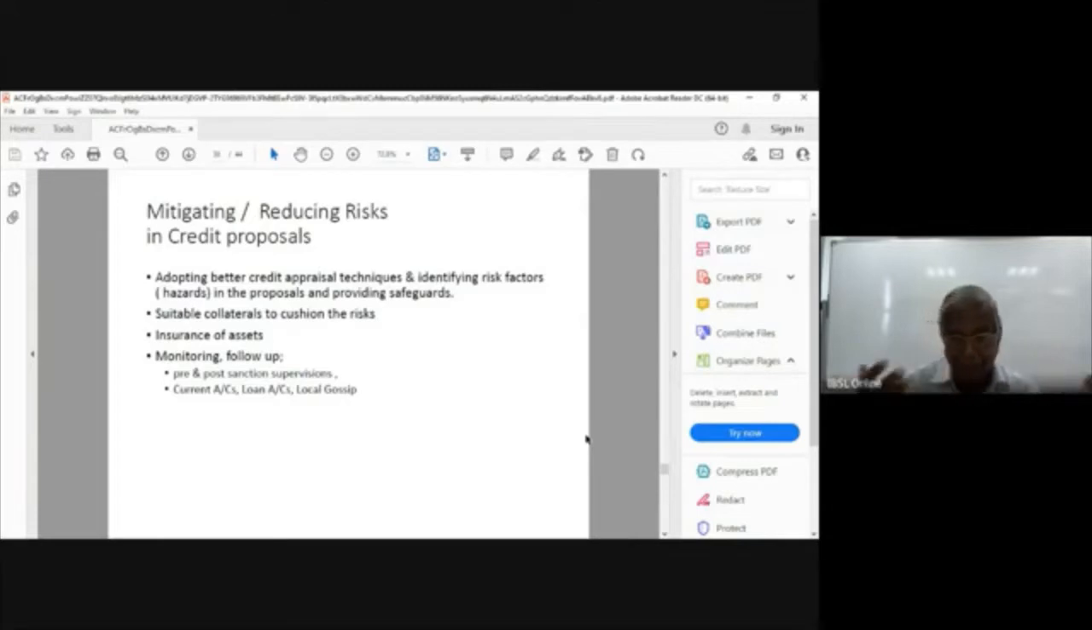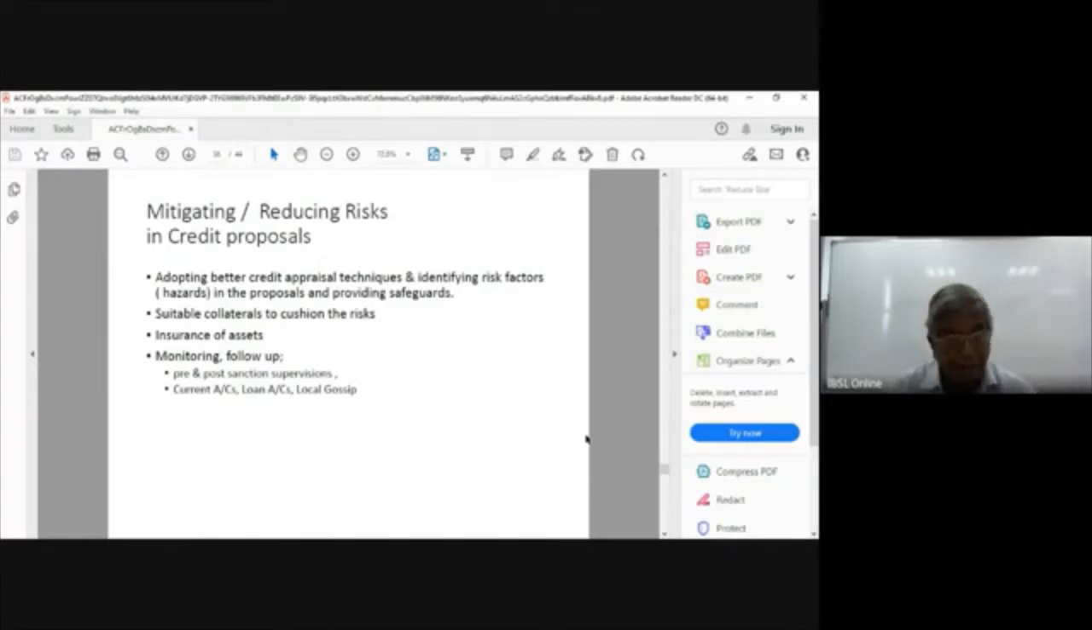Then insurance of assets. Whatever assets the customer gives as security or collateral, you have to insure them. At the same time, the items the customer is going to purchase with the bank facilities will also be mortgaged to the bank as collateral, and those also should be insured. All those assets should be insured. Then monitoring and follow-up is very, very important.